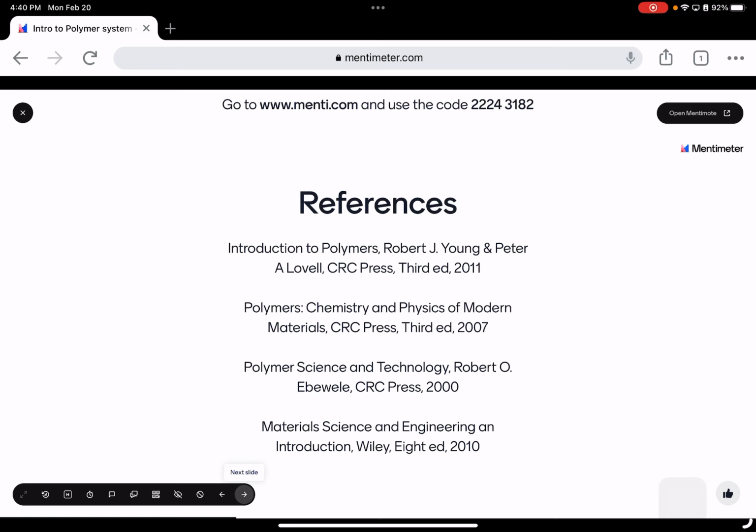References. The textbook is the first one. It's the introduction to polymers, Robert G. Young and Peter Lovell. This is the textbook. The reference is the other three here. So there are some about polymers, polymer chemistry and physics, polymer science technology. And also, if you have taken course materials and engineering, I will also pick some reference from that as well. Even though we have a lot of reference, most of the topics in our course is I'm taking all the general topics from all this reference about polymers. Okay.